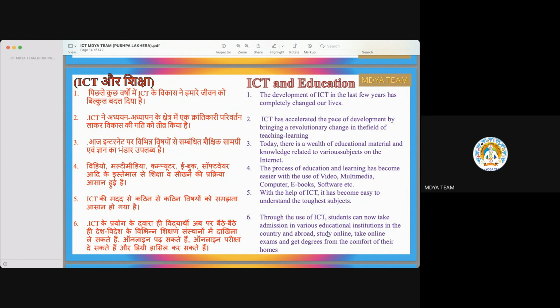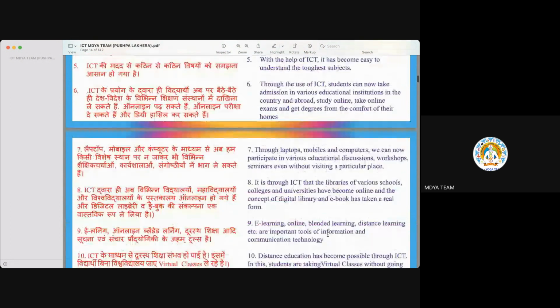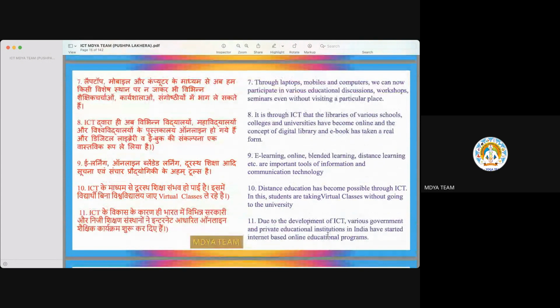If you registered yourself for a particular course, you can go through that. So this is all possible because of ICT. Through gadgets like laptops, mobiles, computers, we can now participate in various educational discussions, workshops, and seminars. You can be a part of it even without visiting that particular place. Sometimes they may be thousands of kilometers away from your place, but you can attend that. You can be a part of that.